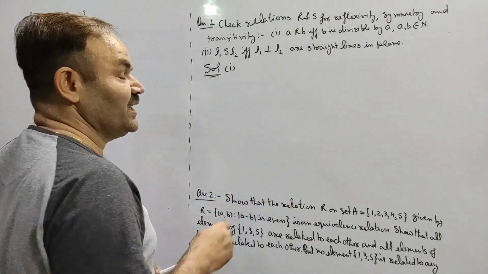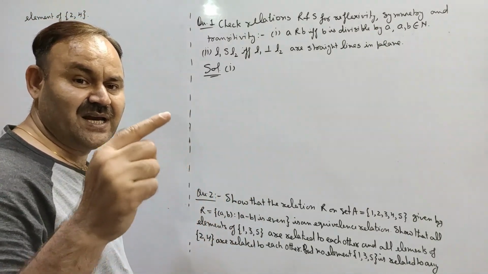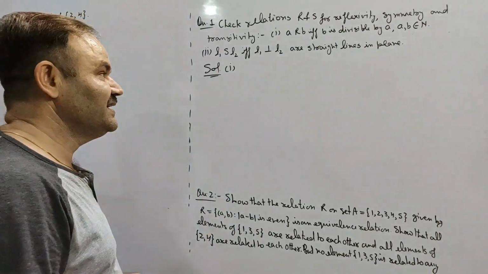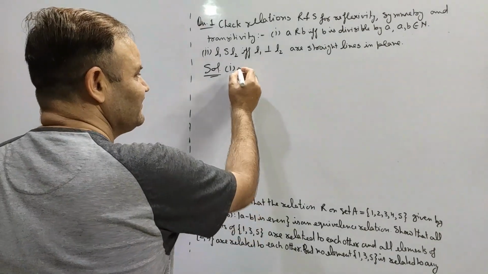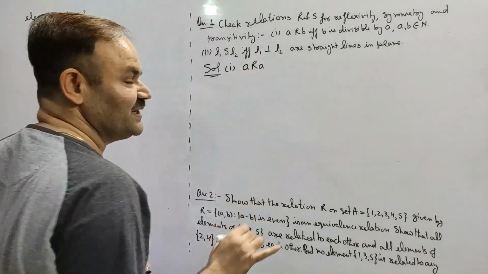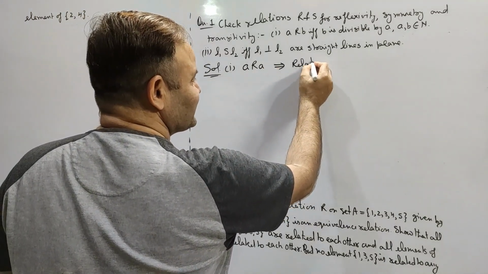So if we come to the reflexivity, then every natural number is divisible by itself. Since every natural number is divisible by itself, every natural number is related to itself, which implies the relation is reflexive. Now come to the second thing.